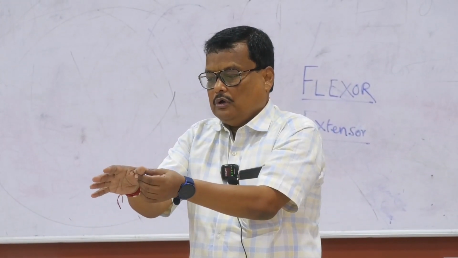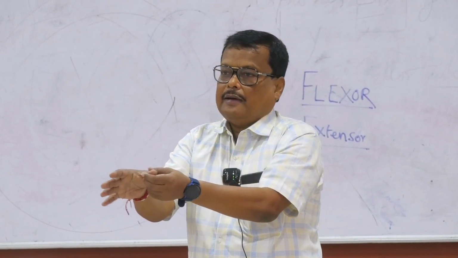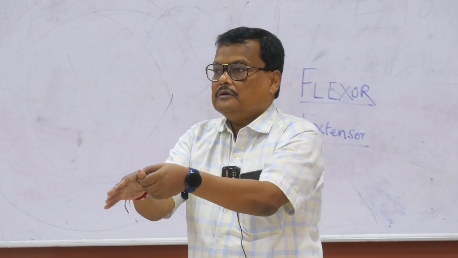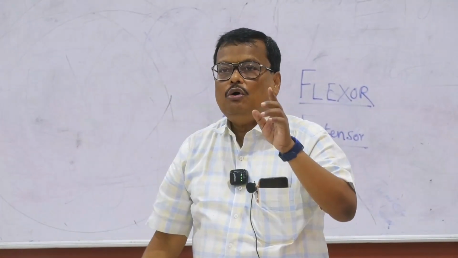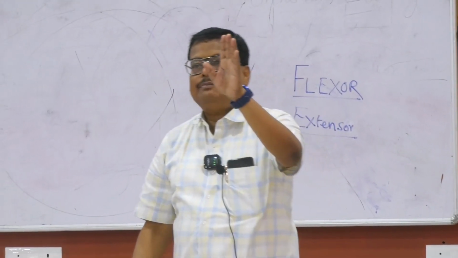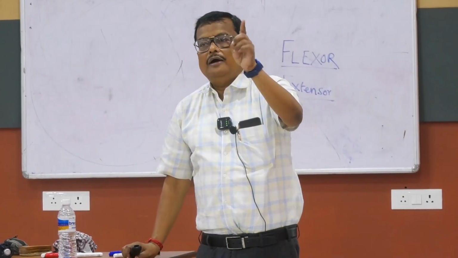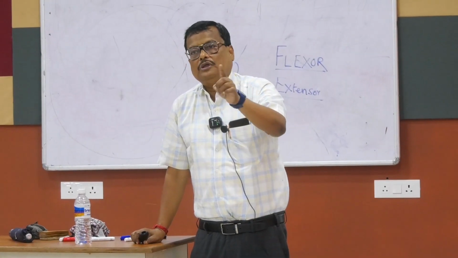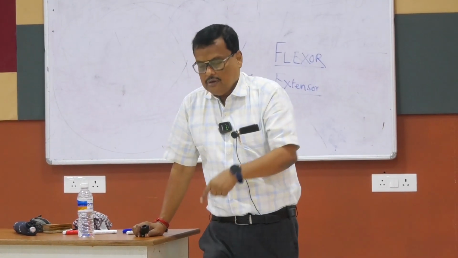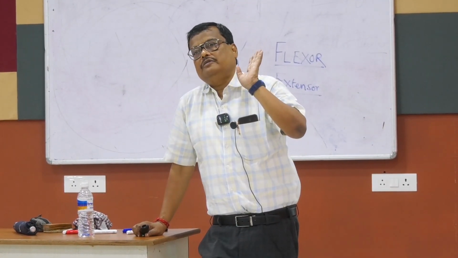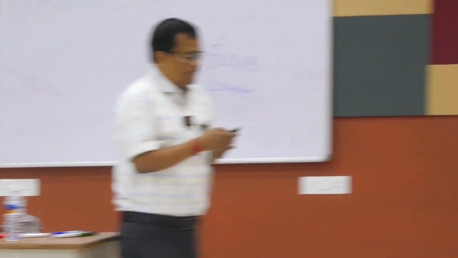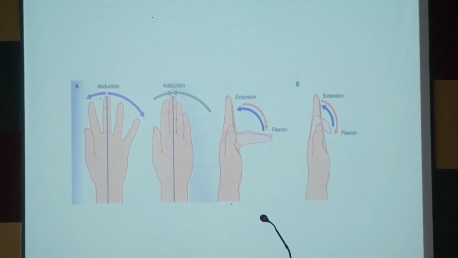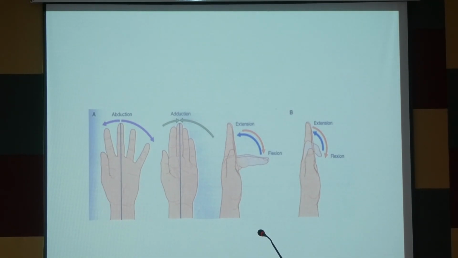But in the great toe, this is the abduction, this is the adduction. So what is the axis finger in case of the upper limb? Third, the middle finger. In case of the foot, it is the second finger. The rest are no trouble.